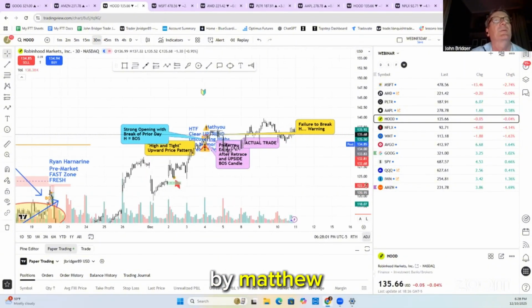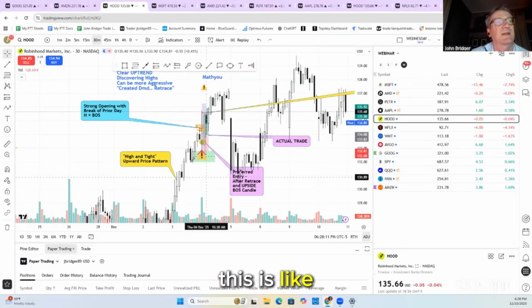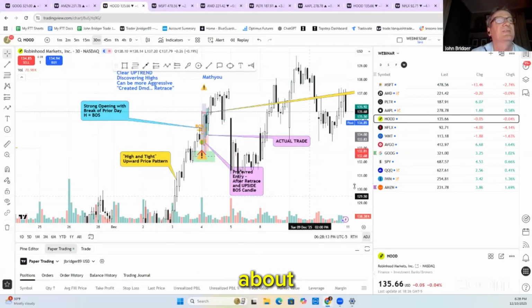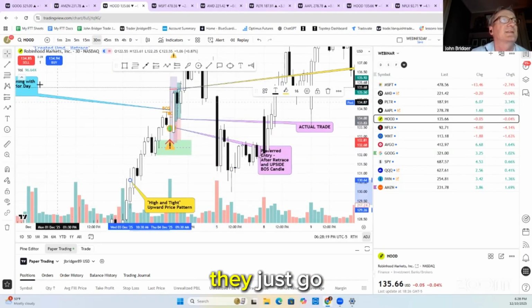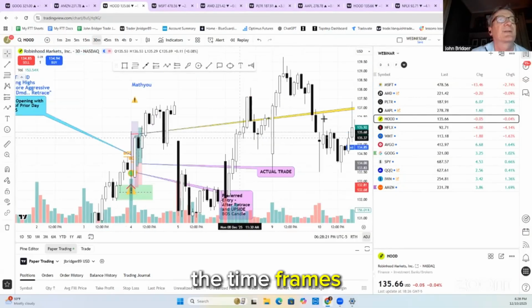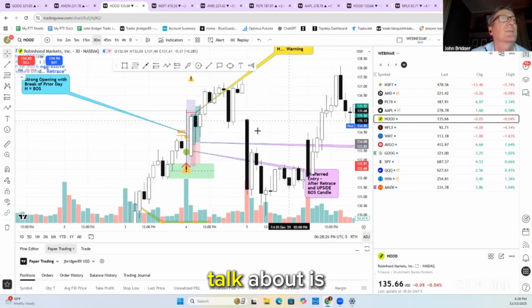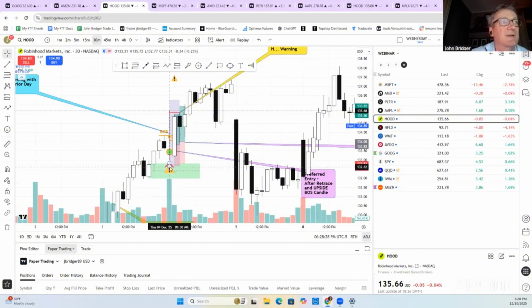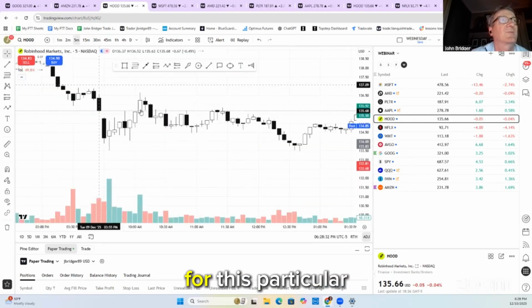This is one by Matthew. I think this is a demand tap. You got 30-minute demand here. What I like about this situation is you got the demands, and look at these annotations. They just go all over the place when I change the time frames. So I apologize for that. It just gets kind of wonky. But what I want to talk about is you get this demand zone, created a reaction that broke structure. That's kind of what created the impetus for this particular trade.